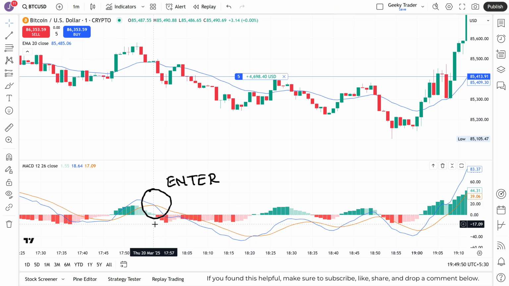Next, we check the MACD histogram for further confirmation. As soon as the histogram turns red and moves below the zero level, it tells us that selling pressure is increasing and the market sentiment is shifting bearish.